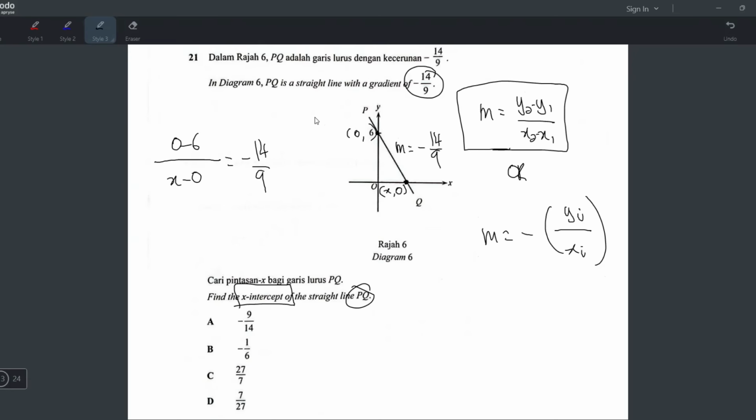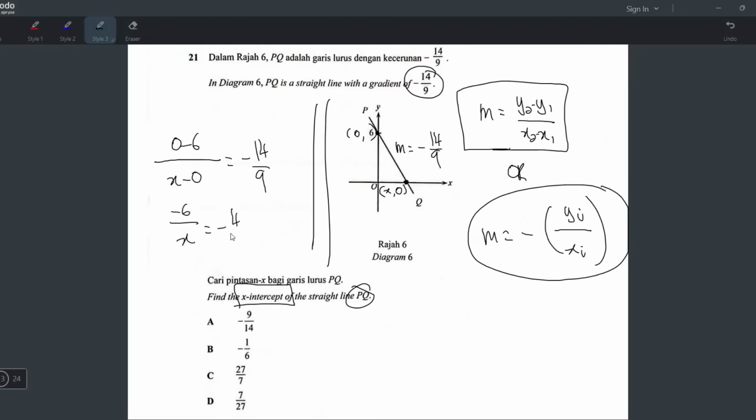But for this question, you can actually use this, because the y-intercept is already 6, and then the x-intercept we want to find, and then the gradient is already given. So actually it's possible to use this for this question. Later I will show you using this method just to prove to you that you will get the same answer. So now I will finish it from here first.